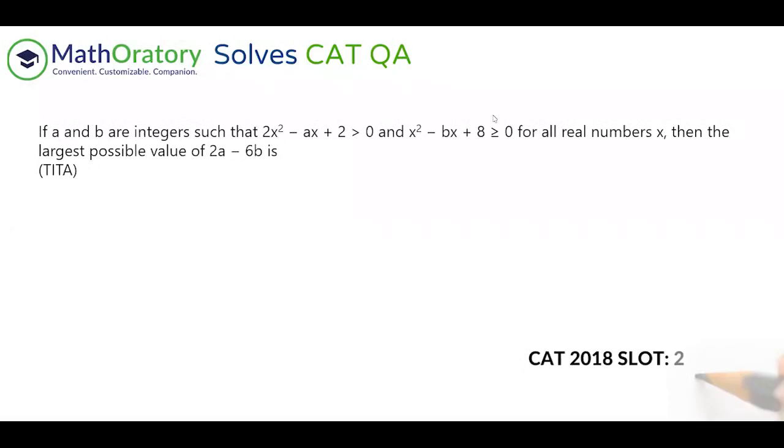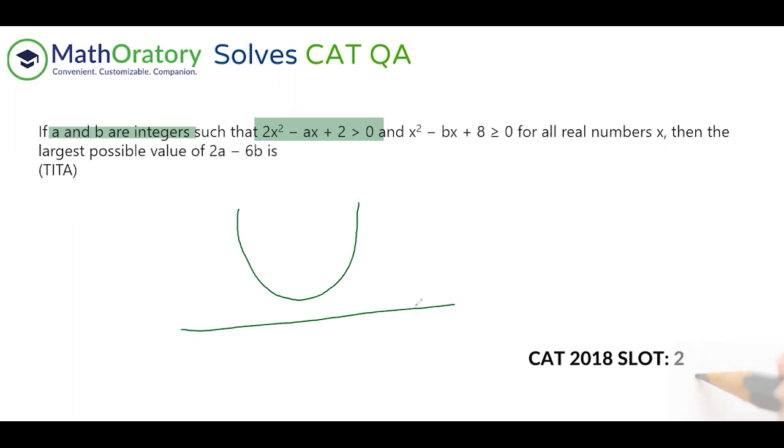Okay, we have an algebra question related to inequalities and quadratics. a and b are integers such that 2x² minus ax plus 2 is greater than 0. If this quadratic is always greater than 0, which I hope everybody is aware of, the graph is always above the x-axis, which implies there are no real roots.